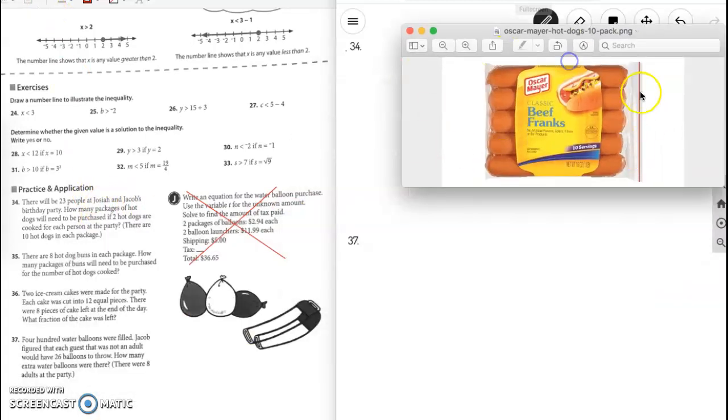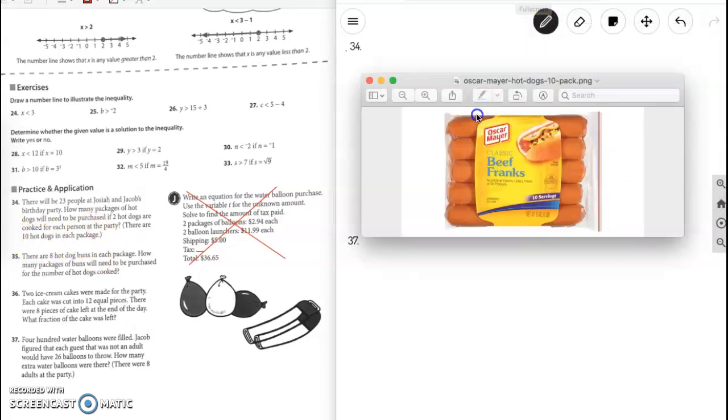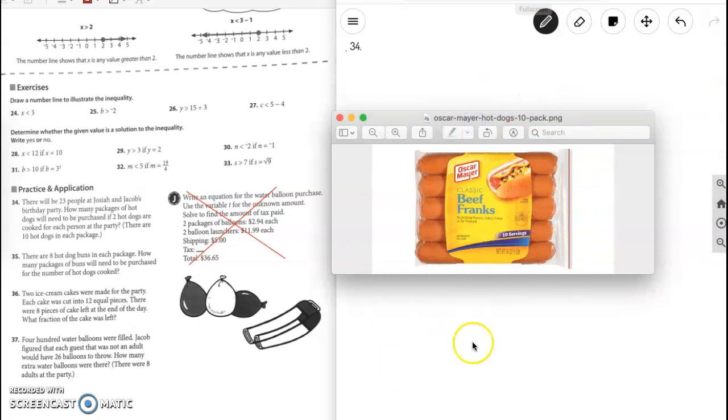This is a 10-pack hot dog package. Okay, 10 hot dogs in each package. There's 10 hot dogs in this package. How many packages do we need to buy? How many of these do we need to buy? That's what we're trying to find out.